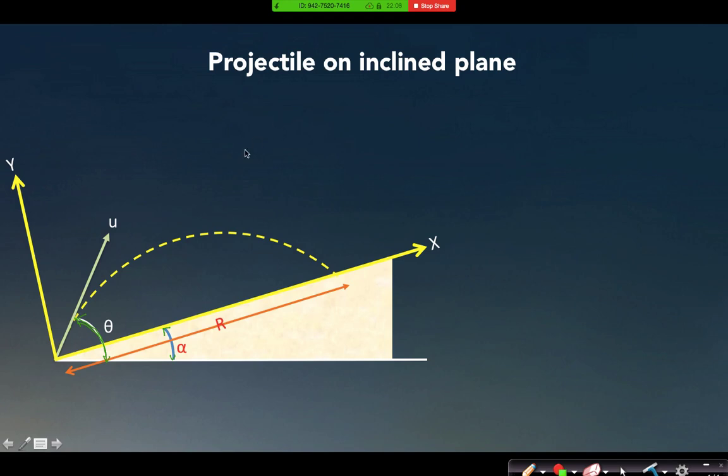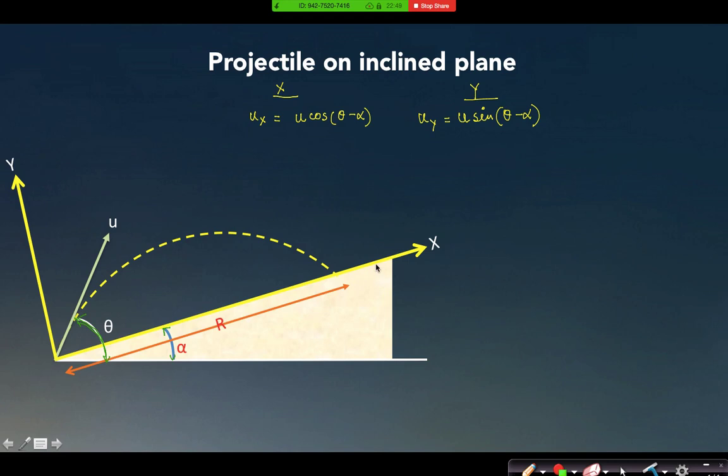Given these two angles in your diagram, if I try to write down the x and y components of all the vectors, can you tell me what is ux? What is the initial velocity along the x-axis? U cos theta minus alpha, because the angle between the inclined plane and the direction of projection is theta minus alpha. And what is uy, the initial velocity along the y-axis? U sin theta minus alpha.